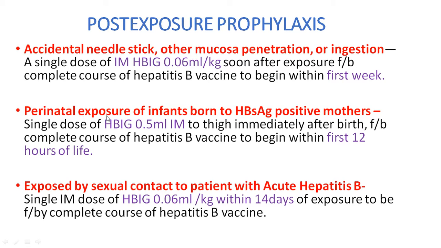For perinatal exposure of infants born to HBsAg positive mothers, what do you do? You give a single dose of immunoglobulin, 0.5 ml IM to the thigh, immediately after birth, followed by a complete course of vaccine to begin within the first 12 hours of life. So you give the vaccine at 0, 1, 6 months. For exposure by sexual contact to a patient with acute hepatitis B, you give a single dose of immunoglobulin, and then a complete course of vaccine.